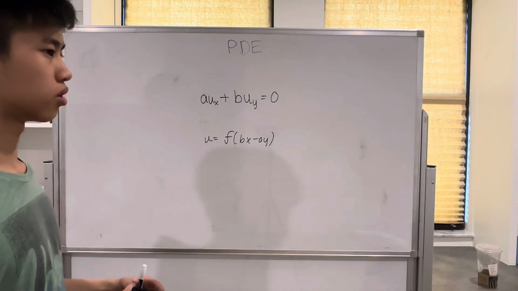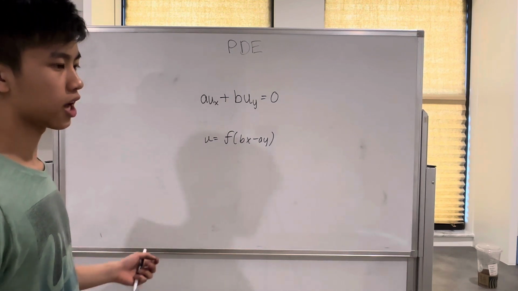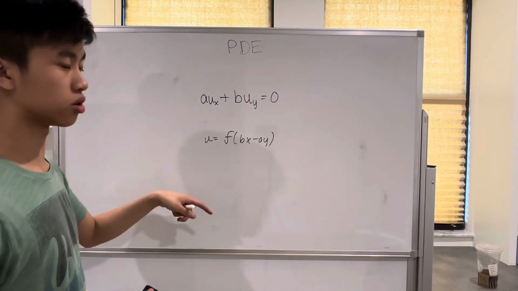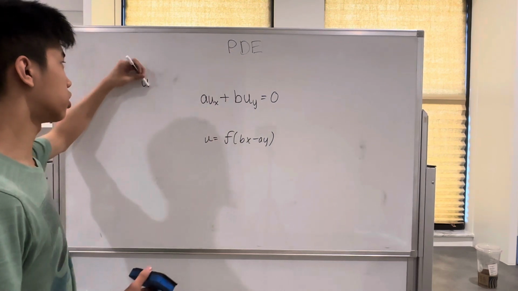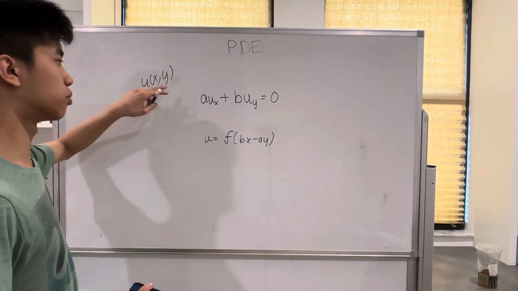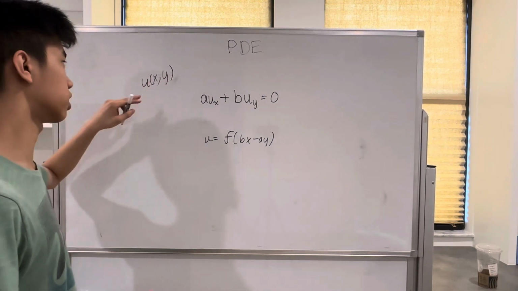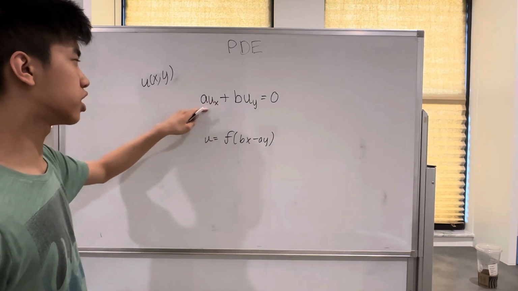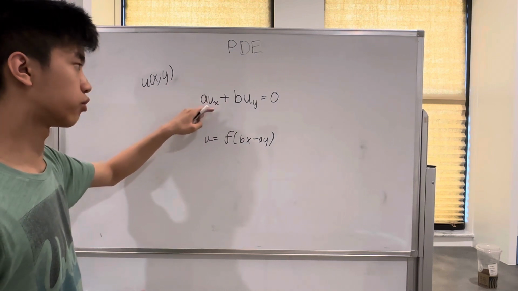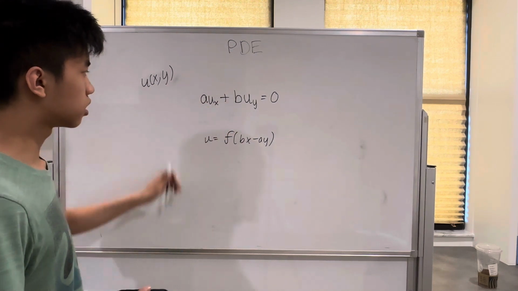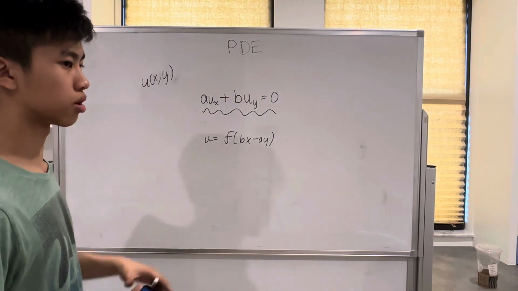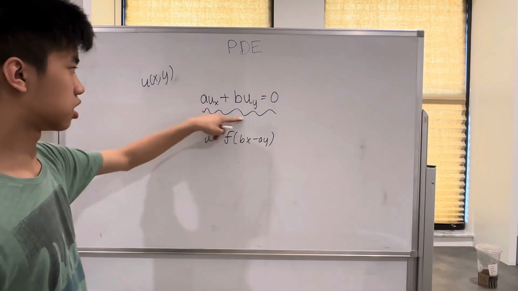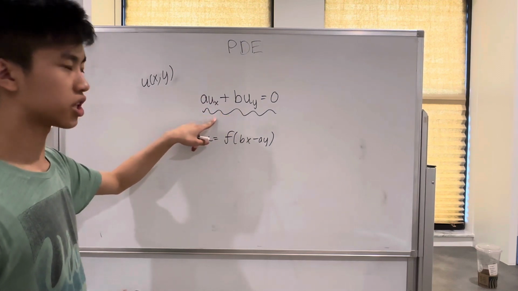A partial differential equation is basically when you have your solution, like your u, and it's differentiated with respect to only one variable. Here u is a function of more than one variable, so it's not ordinary, and you're differentiating with respect to only one variable for some terms. This is a partial differential equation with constant coefficients, and the solution to it is actually not so simple.